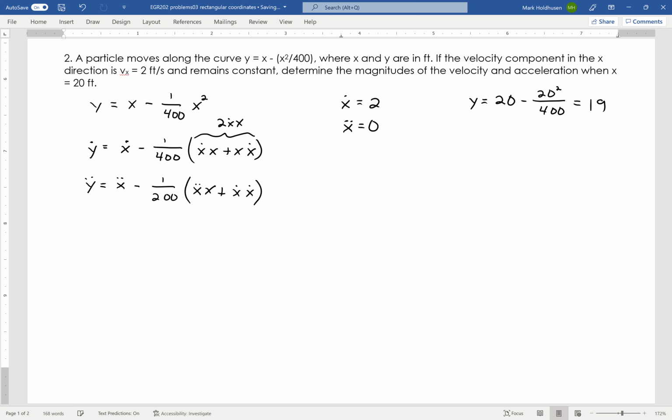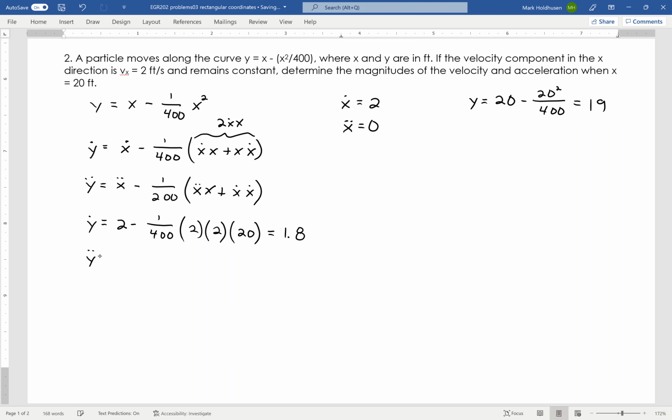Okay, now I'm going to go ahead and plug in everything that I know here. I'm going to say y dot equals x dot, which is 2, minus 1 over 400 times 2 times x dot, which again is 2, times x, which is 20. And from that, I get that y dot equals 1.8.